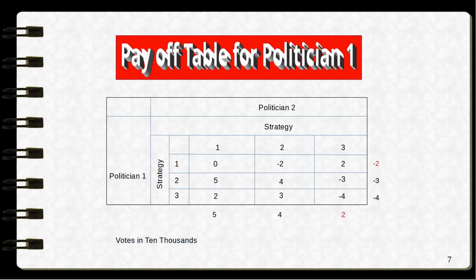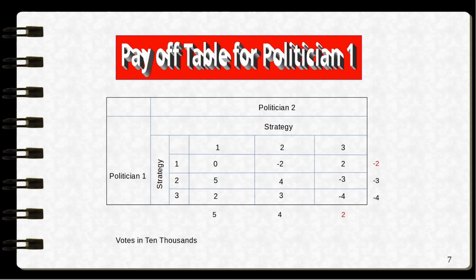Okay, again we take the payoff table for politician 1. Now, here in row number 1, the minimum that politician 1 would get is minus 20,000 votes. In row number 2, it would be minus 30,000 votes, and in row number 3, it would be minus 40,000 votes. Now, for politician number 2, in column number 1, he stands to lose 50,000 votes to politician number 1. He stands to lose 40,000 votes if he plays by strategy 2. And if he plays by strategy 3, he stands to lose 20,000 votes.